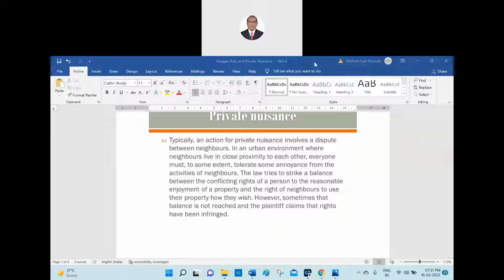Typically, an action for private nuisance involves a dispute between neighbors. In an urban environment where neighbors live in close proximity to each other, everyone must, to some extent, tolerate some annoyance from the activities of neighbors. The law tries to strike a balance between the conflicting rights of a person to the reasonable enjoyment of a property and the right of neighbors to use their property how they wish. However, sometimes that balance is not reached and the plaintiff claims that rights have been infringed.